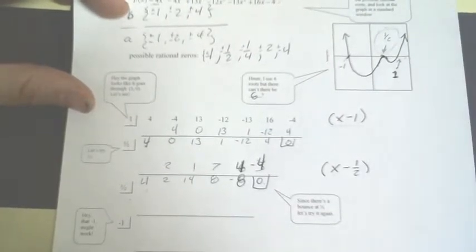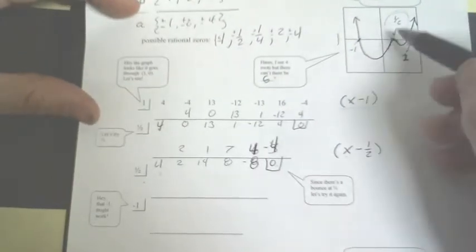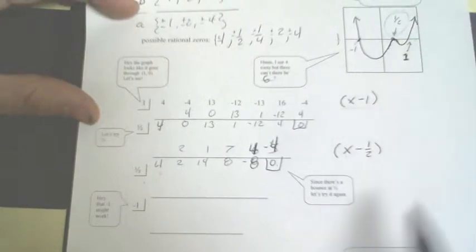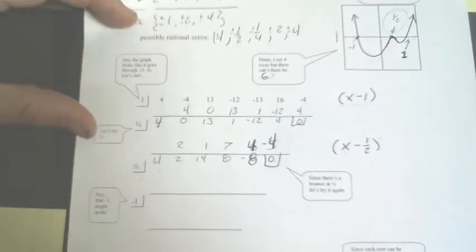If you haven't reviewed your section on multiplicity, be sure to do so. It can be very, very handy. But the big thing is, if we see a bounce like that, or the root kind of slide through, it's often handy to check it more than once. Always keep in mind that a 0 can work more than once in your synthetic divisions.